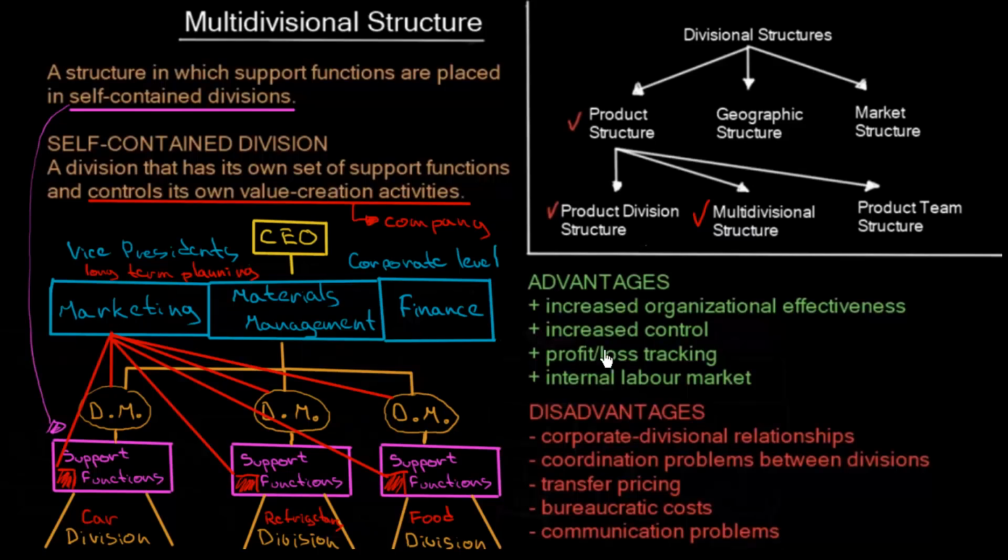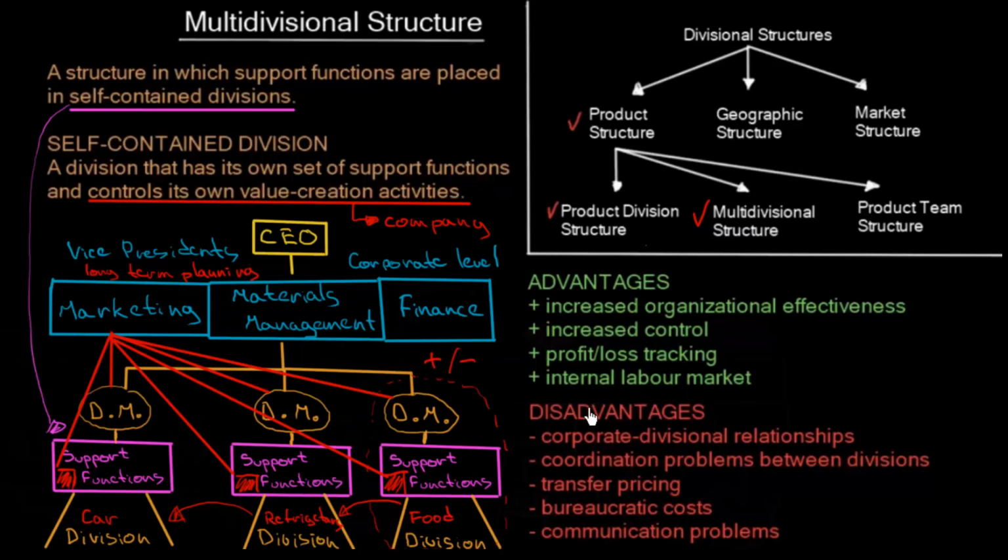Now you have profit loss tracking. That's quite simple. Due to the fact that these divisions are operating as separate companies, after each year you can see, was this division in profit or was it in loss? So that's quite simple profit loss tracking. Then you have some internal labor market. If there are employees that are particularly good in some of the divisions, you can try to transfer them to another division or even to the 3rd division. So you have created some sort of internal labor market.